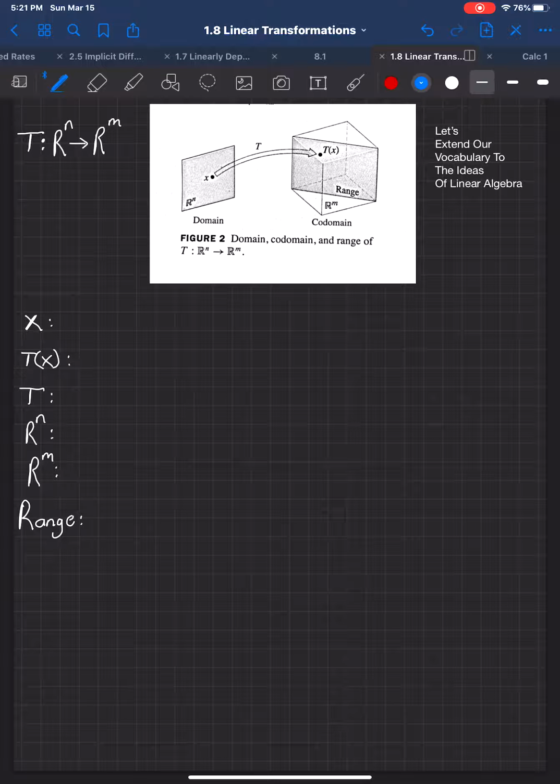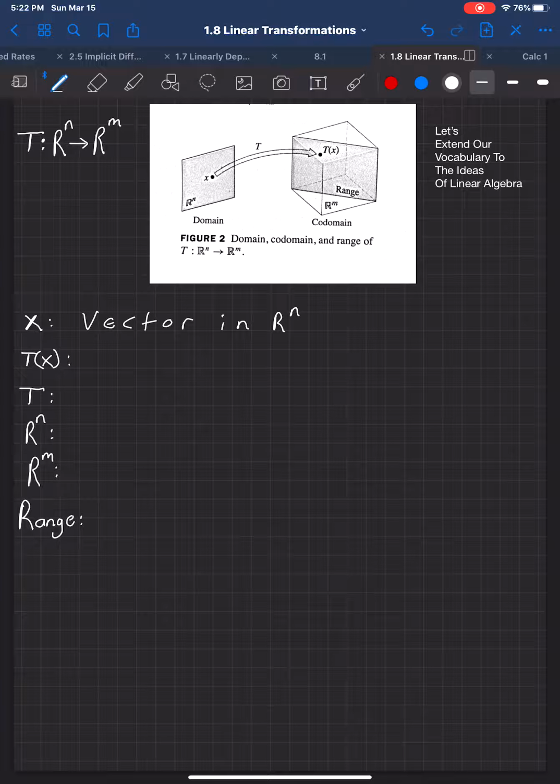So let me see if I can take all of these terms and extend the vocabulary to the ideas of linear algebra. Let me go ahead and get started. In this case, x is a vector. A vector in what? A vector in Rn. So Rn space, nth dimensional space.